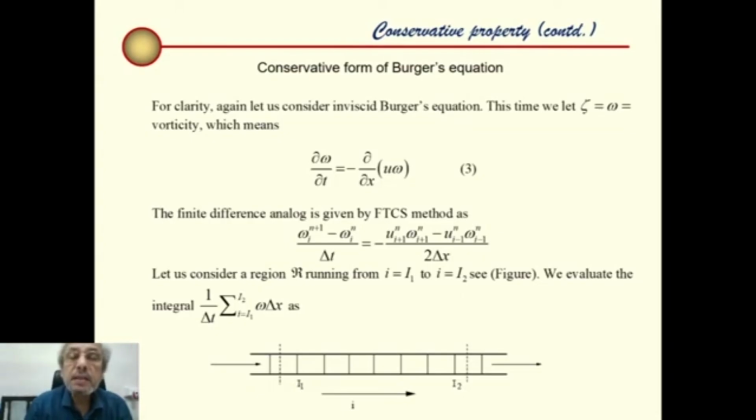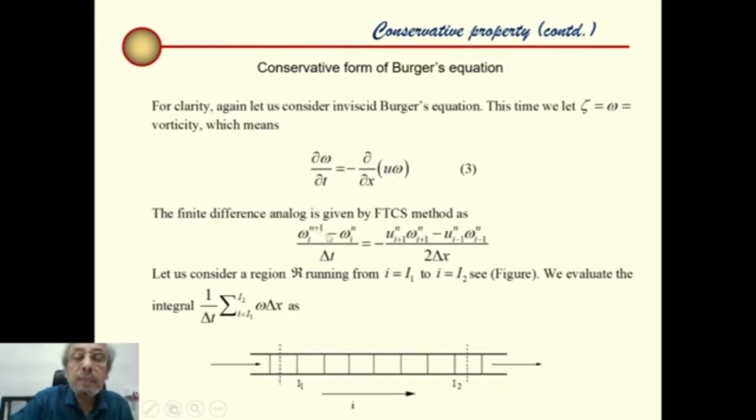In the last class, we took up Burger's equation, implicit Burger's equation, and then we tried the FTCS method on it. But while taking up the equation, we wrote a form as given in equation 3. We called it a conservative form, and then we tried to discretize equation 3 in conservative form.